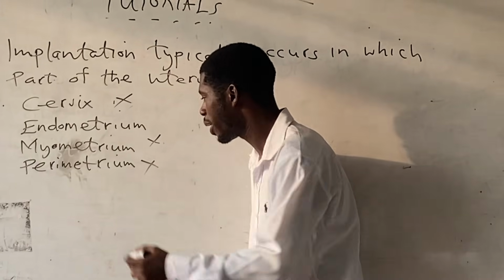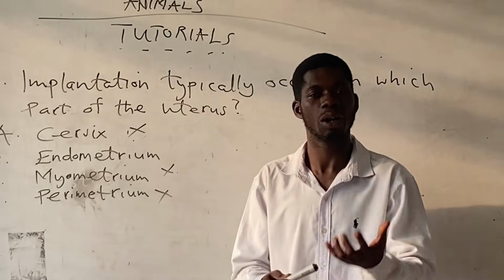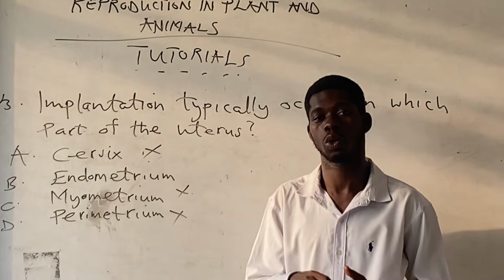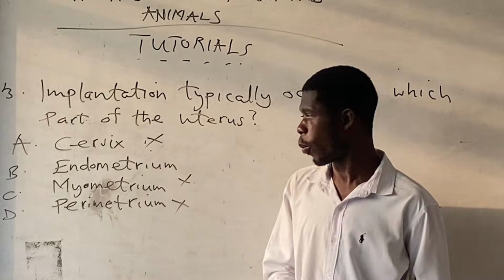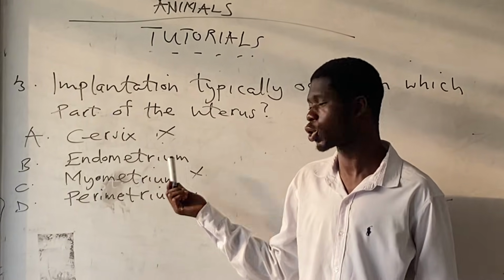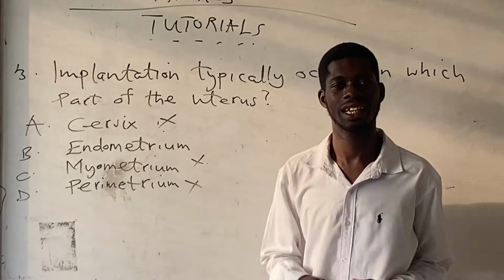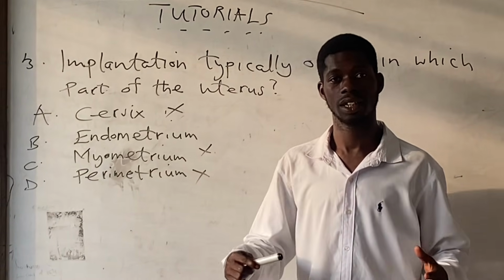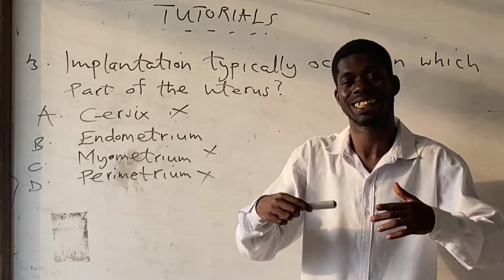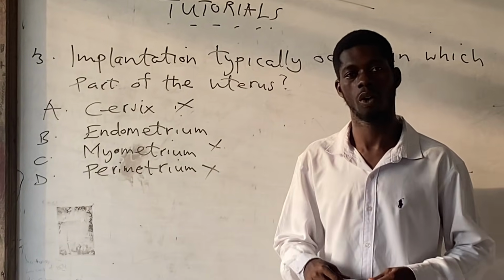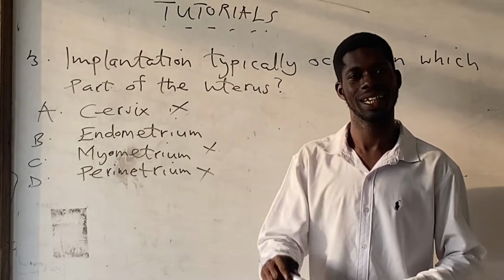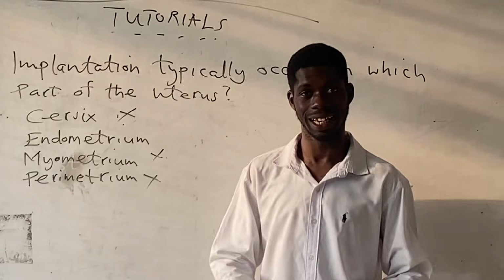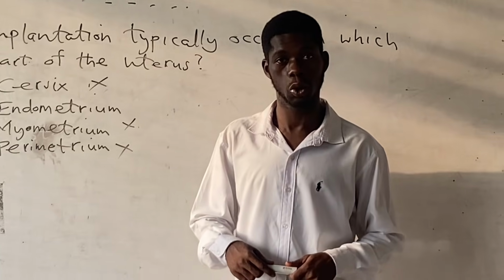And the perimetrium is the outer layer of the uterus or the womb, which is also not the right answer. When it comes to the endometrium, it is the inner lining of the uterus. And when we say implantation, the embryo attaches to the walls of the uterus or the womb. So the inner lining is the right answer.